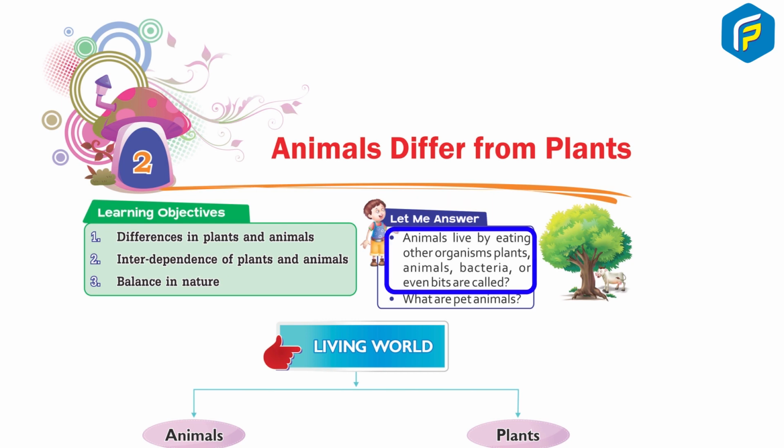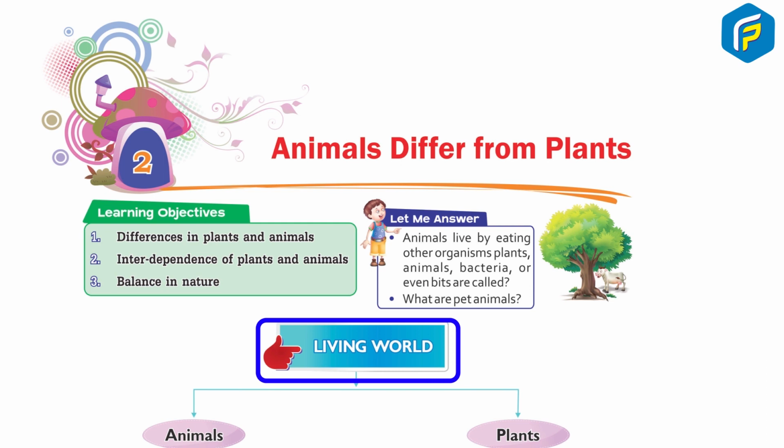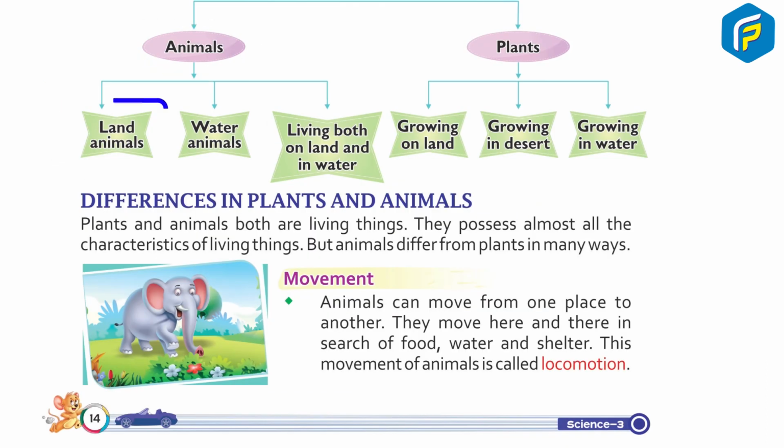Let me answer. Animals live by eating other organisms. Plants, animals, bacteria, or even fungi are called organisms. What are pet animals? Living world. Animals: land animals, water animals, and those living both on land and in water. Plants: growing on land, growing in the desert, growing in water.